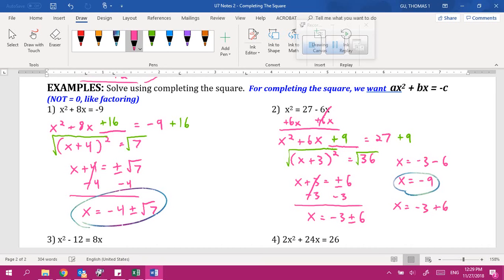Plus 6. That's right. We got the minus 6, so now we got to do the plus 6. So what is negative 3 plus 6? X equals 3. That's right. Very good. And those are two answers.